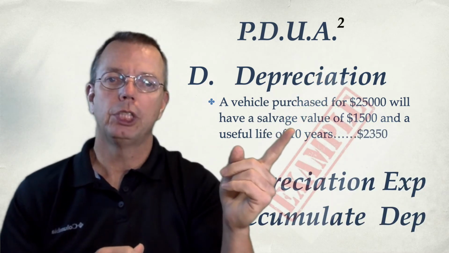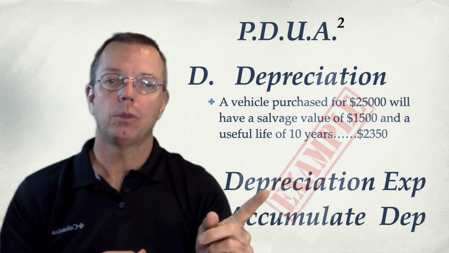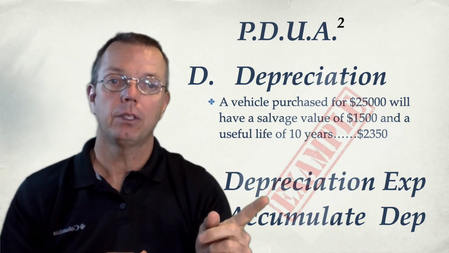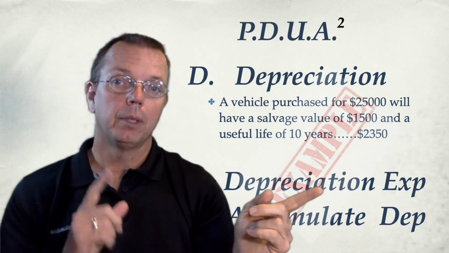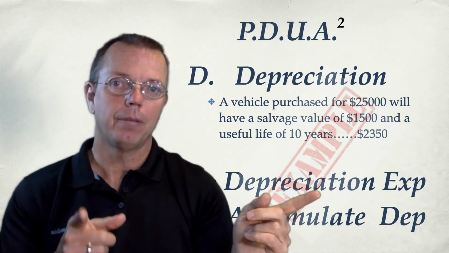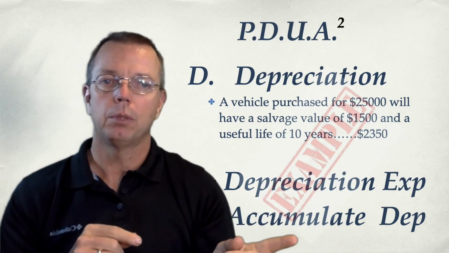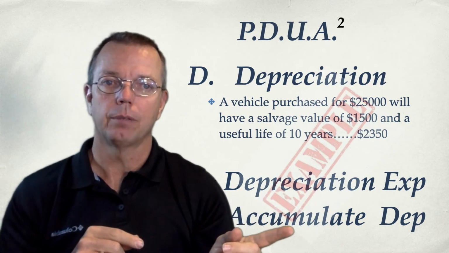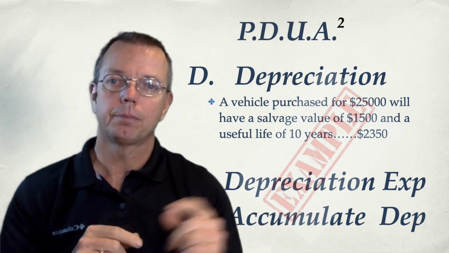So it depreciated $2,350. So these are the accounts that you would use. It'd be a depreciation expense of $2,350, and it comes first because it's a debit account, right? So we've got to make sure we do the debits first. And then the second one would be the accumulated depreciation account, okay? And that would be because it's a credit. All right, let's move on.